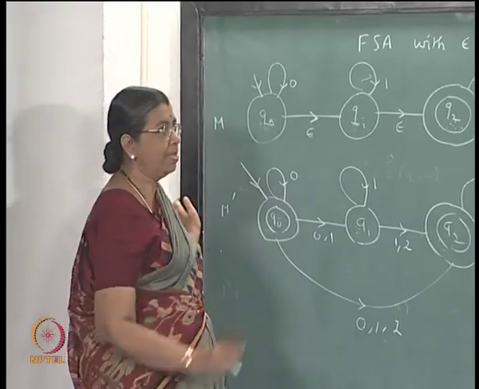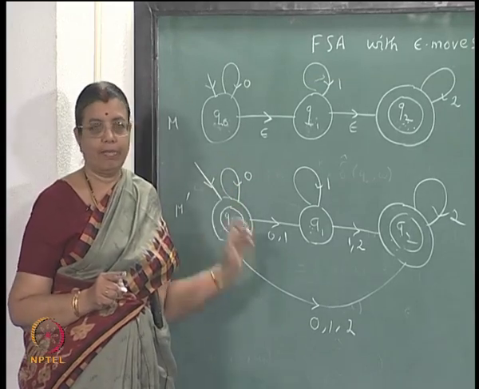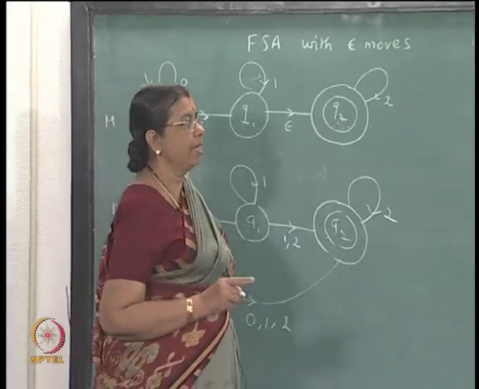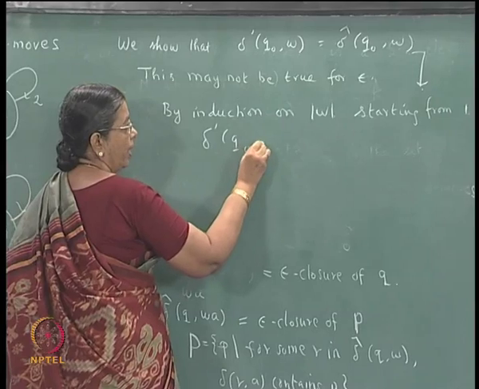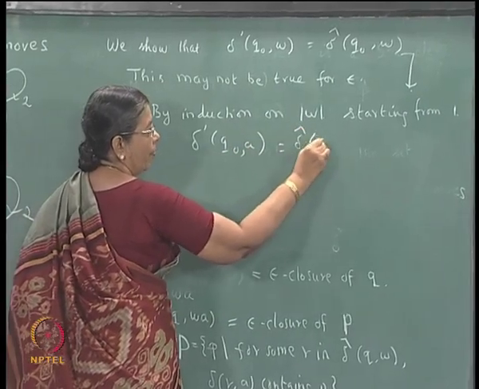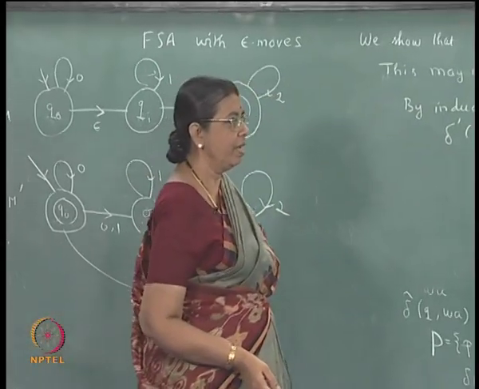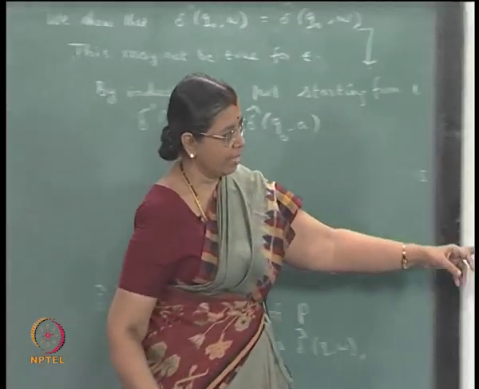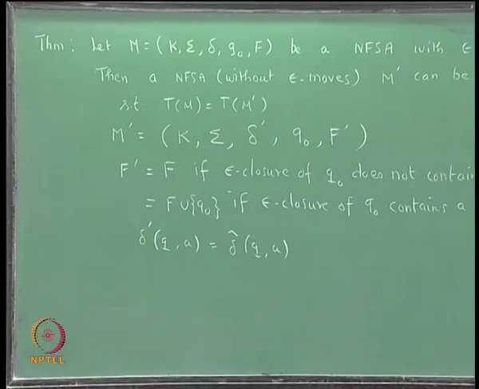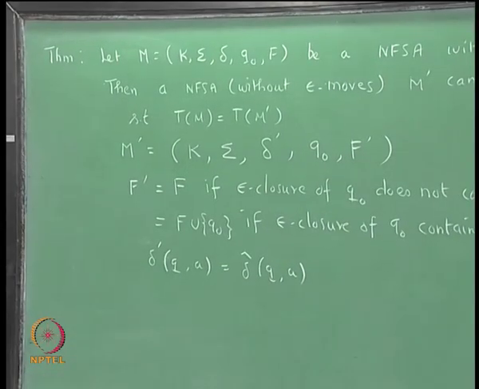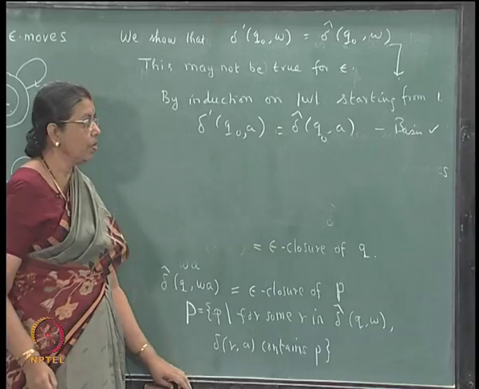So, that is why if epsilon is accepted you have to make the initial state also a final state. Start from induction on length 1, you say delta dash q naught a is the same as delta cap q naught a. This is by definition. How did we define? For any q we defined like this, is it not? The definition was like this. So, this is the basis case. By definition it has been defined like this, so it is okay.